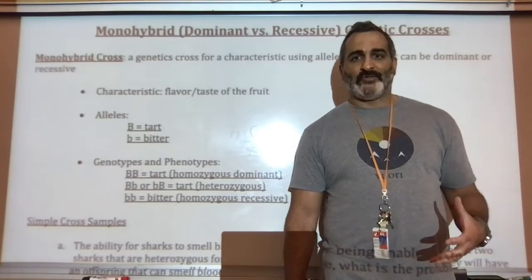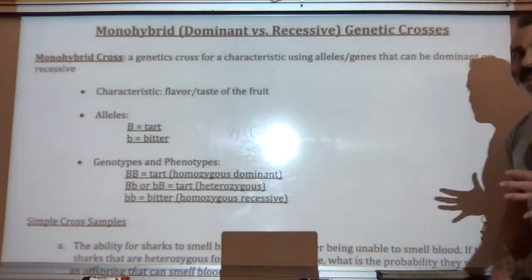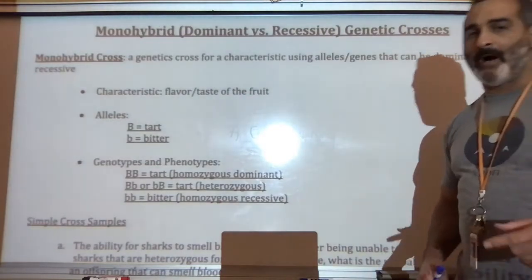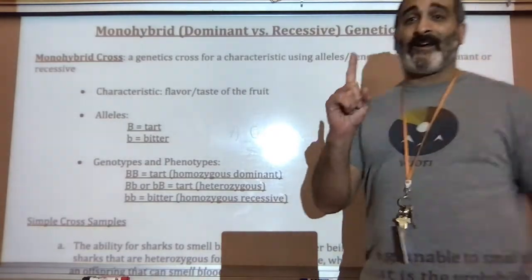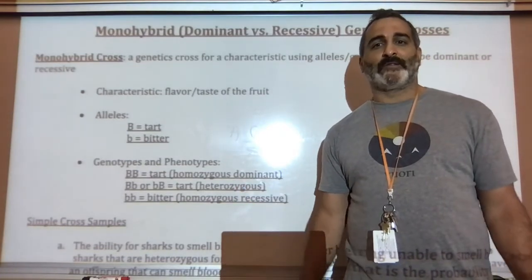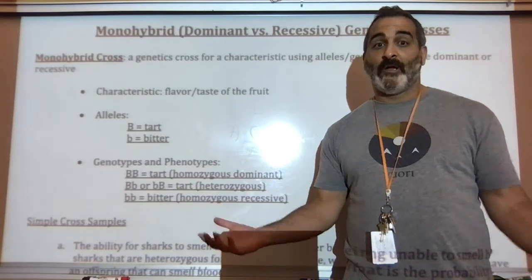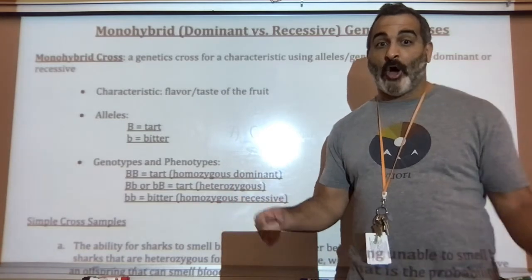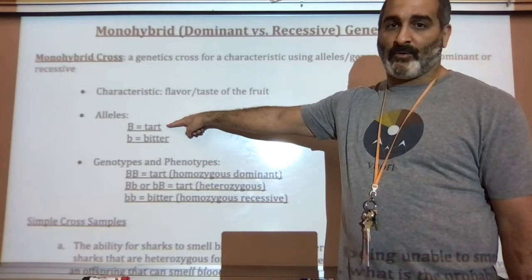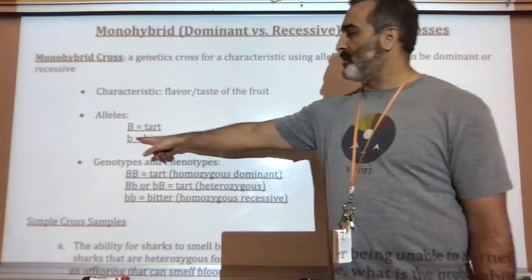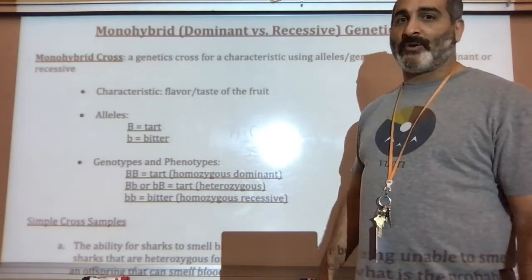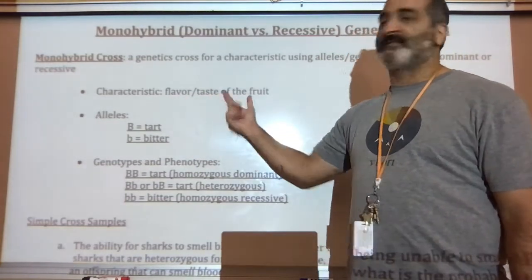The first type of genetics cross that you're going to be dealing with is a simple monohybrid genetics cross. Well, what does that mean? Monohybrid means there's only one characteristic we're going to be dealing with. These are called simple crosses, meaning there are alleles and genes that could either be dominant, right here, capital B equals tart, for example, or lowercase b, which is recessive, which is bitter. So the example I have given you here is a characteristic like flavor or taste of fruit.